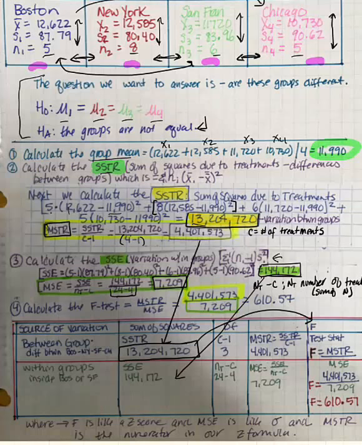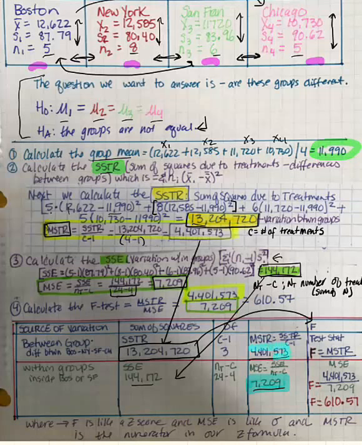Then we have to do a couple things to both the SSTR and the SSE, and that is we divide by the degrees of freedom. So that's where we got the 4,401,000 here, and then here we're going to divide this 144,172 by NT minus C. So that's going to give us 7,209. Now these two numbers here, we are really happy when we get these two numbers, because these two numbers provide us everything we need to calculate our F value.